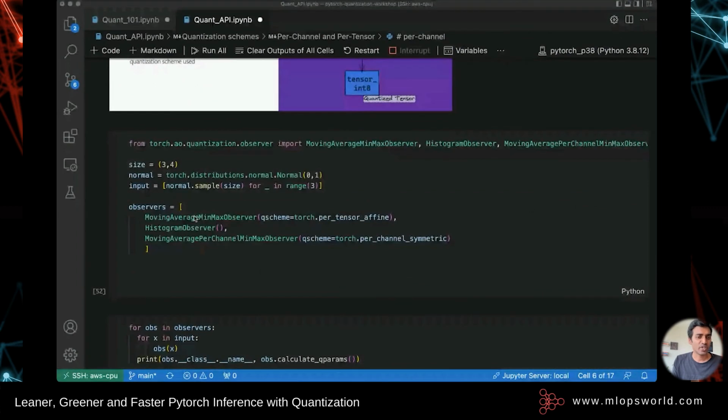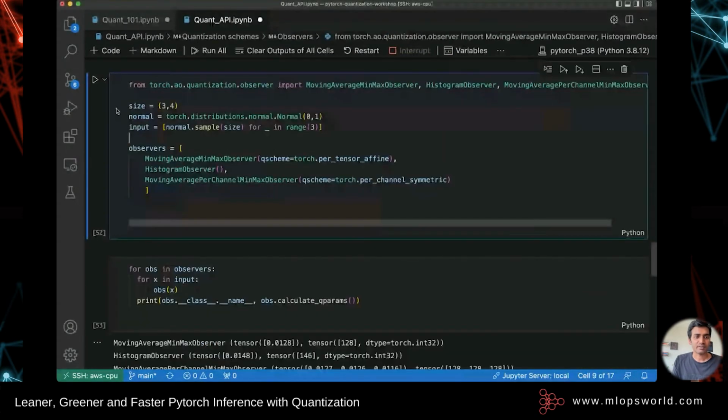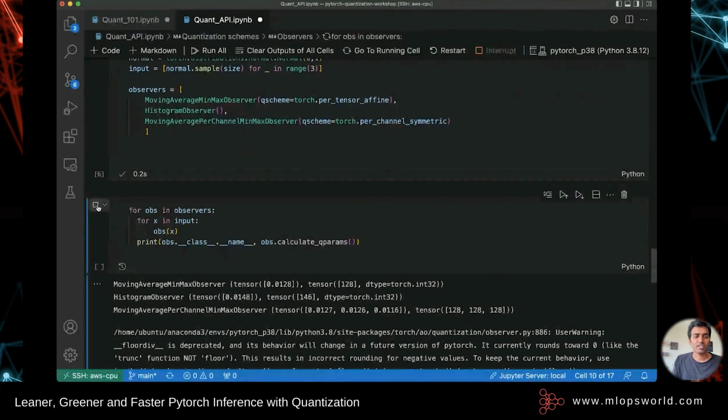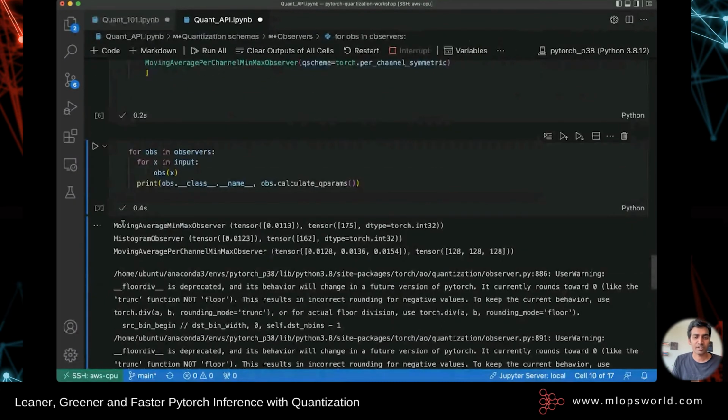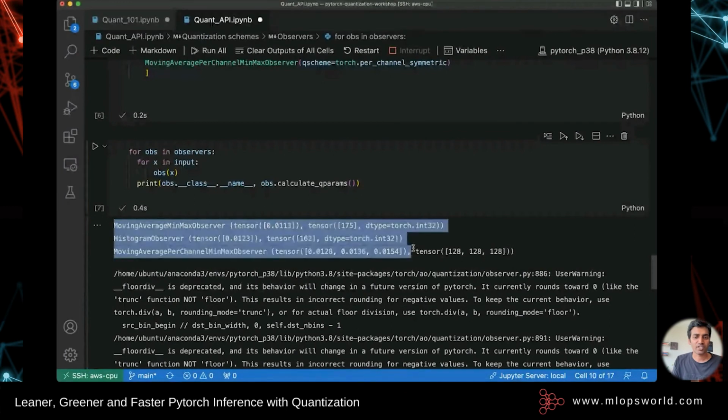I'm not going to go into too much detail, but you have various observers available in the Torch namespace. And I have a sample input over here. All this does is compare how the scale and zero point differ for different observers. All of them use different algorithms under the hood. Histogram observer literally buckets your inputs and uses that.